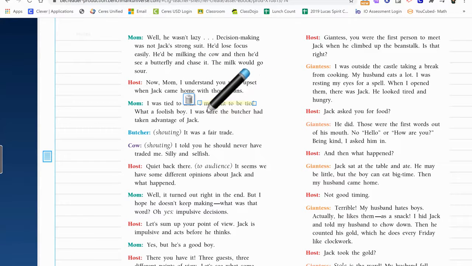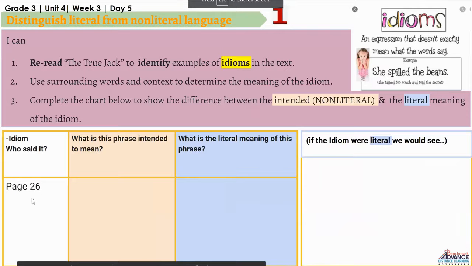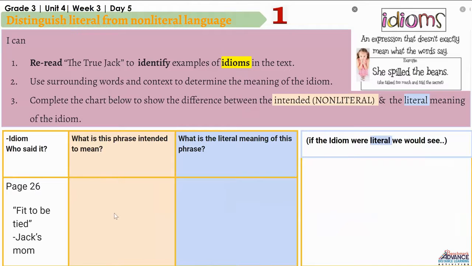Now that I found my idiom, I'm going to go back to my chart. I'm going to show you how to fill it out. I already wrote the page number we found it on. Now, what is the idiom? The idiom is fit to be tied. Who said it? Jack's mom. What did she mean by this idiom? She meant, and that's what we're going to write in this orange box, that she was very angry when Jack came home with beans instead of money from trading the cow.